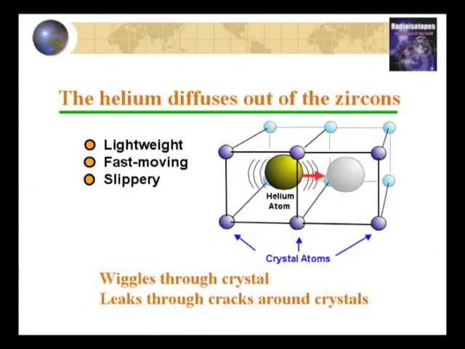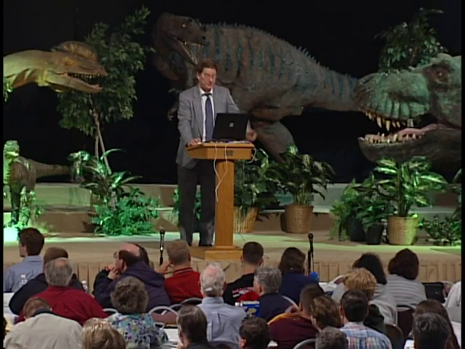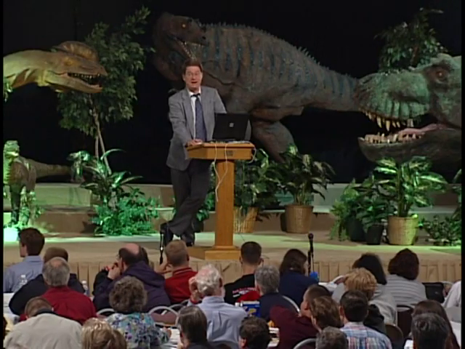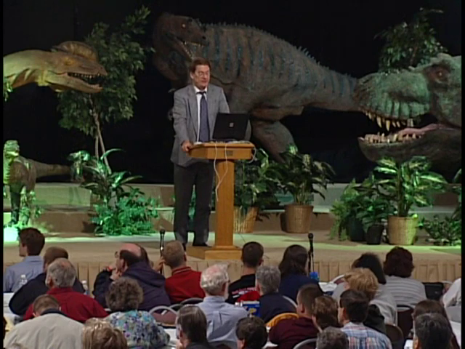It's lightweight, fast moving and slippery, and over billions of years there should be a very low quantity of helium in the zircons. It should be in the atmosphere. Instead, we find very little helium in the atmosphere, and we think a large part of the crust of the Earth has lots of helium stored in it. It wiggles through crystals and leaks through cracks in the crystals, but it seems to still be there. In other words, its rate of diffusion is high, and yet it's still there. That could be an argument for young zircons or accelerated radioisotope decay.